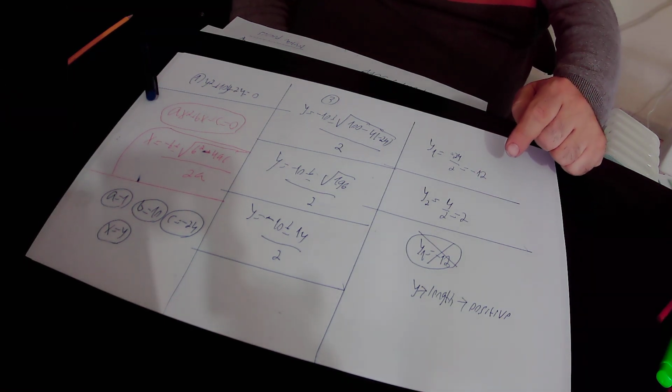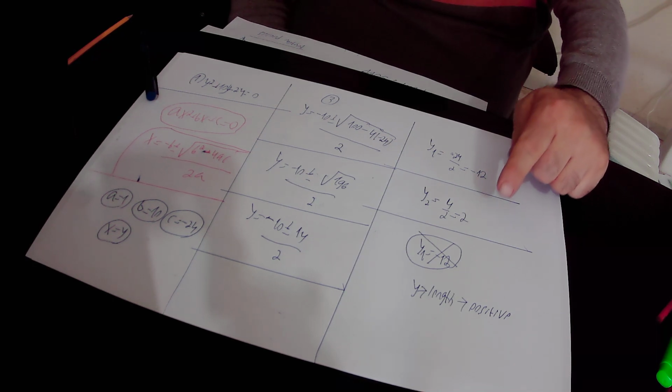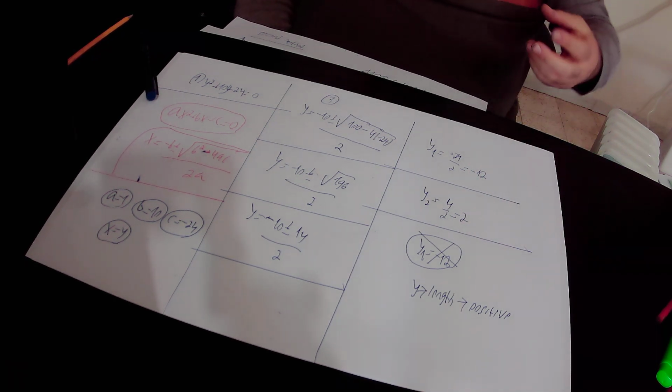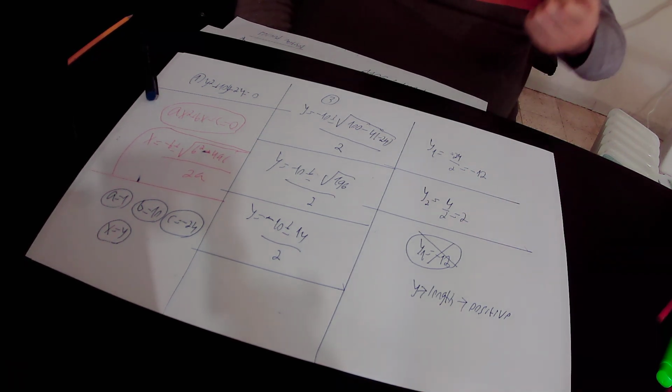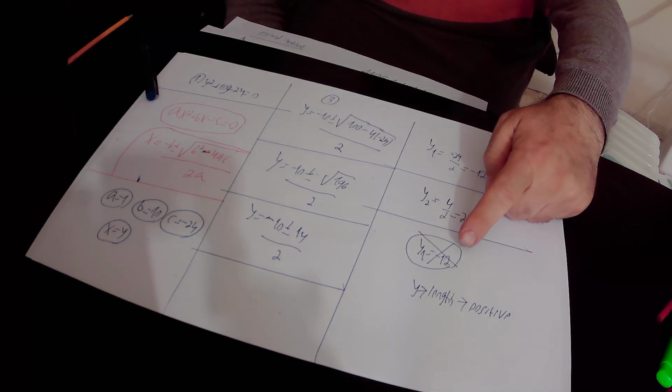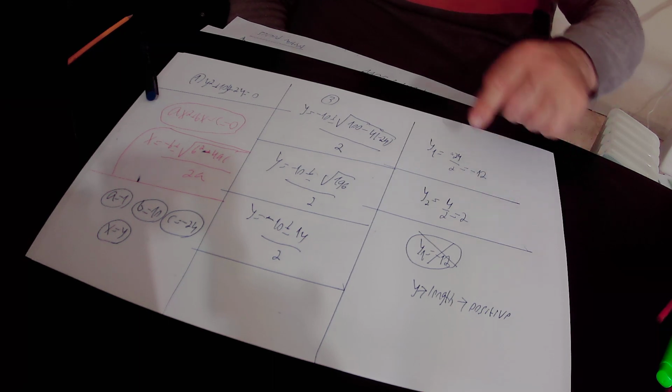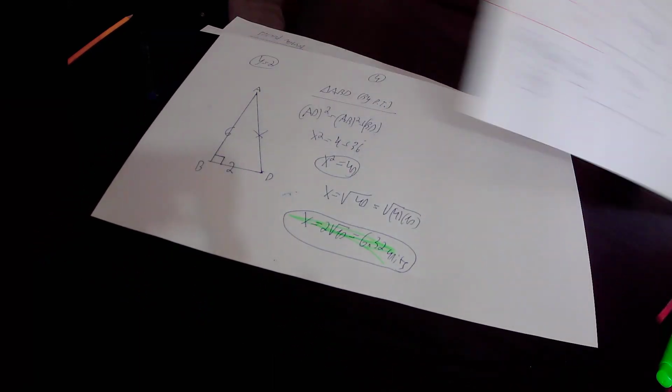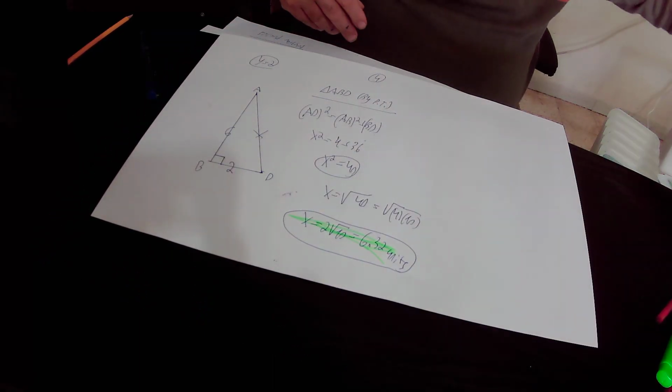The first solution is not correct because it is a negative solution, and y must be positive because y is a length, and a length must be a positive number. So we cancel this solution and we are left only with the solution that y equals 2.